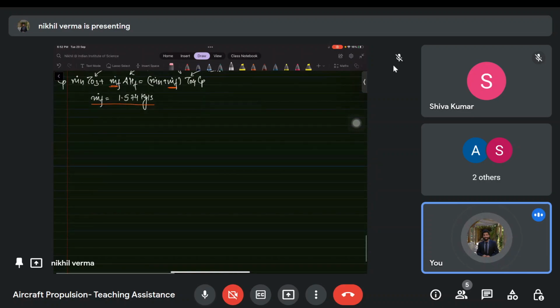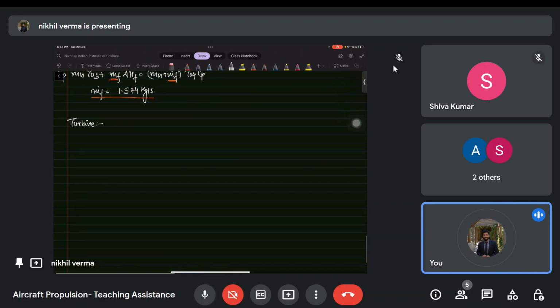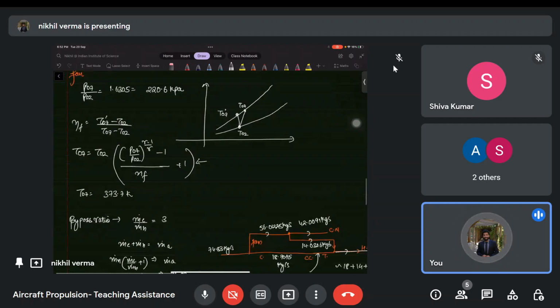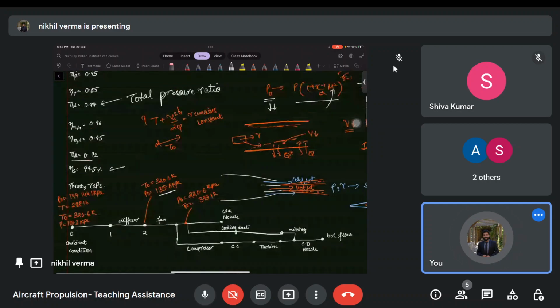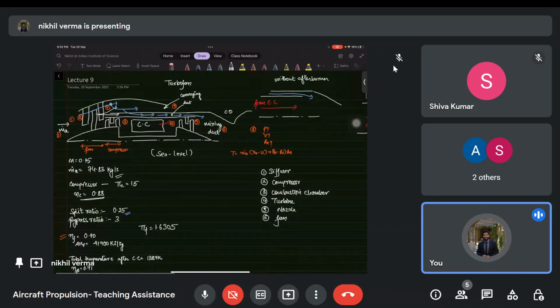So let us calculate for the turbine part. Okay, so for the turbine, we need the temperature after the turbine, right? Can somebody tell me how to do that? I think we have discussed this in the previous class. How to calculate this T05, because the pressure ratio across the turbine is not given. Can somebody tell me how to calculate it?